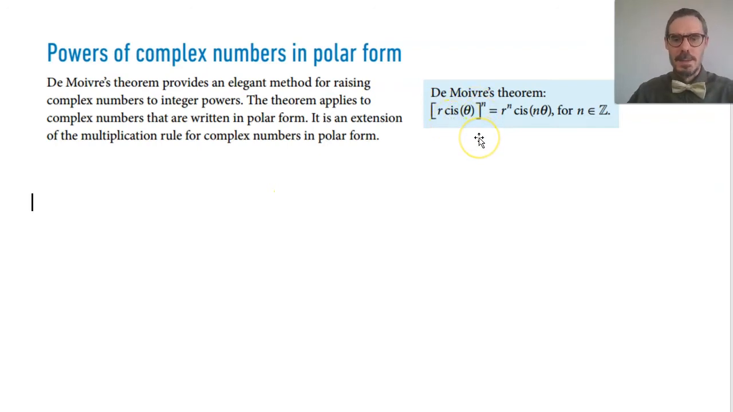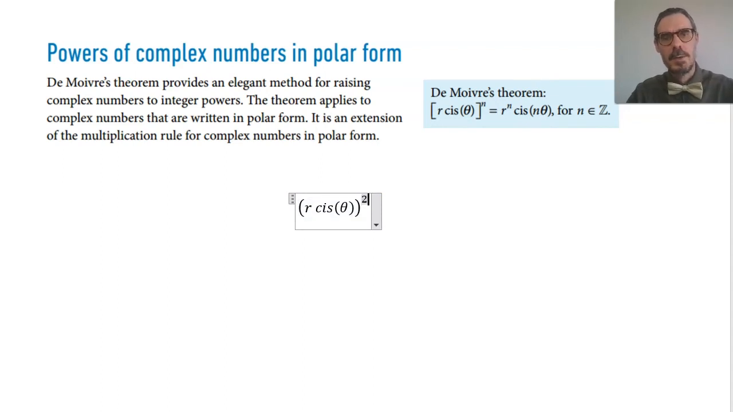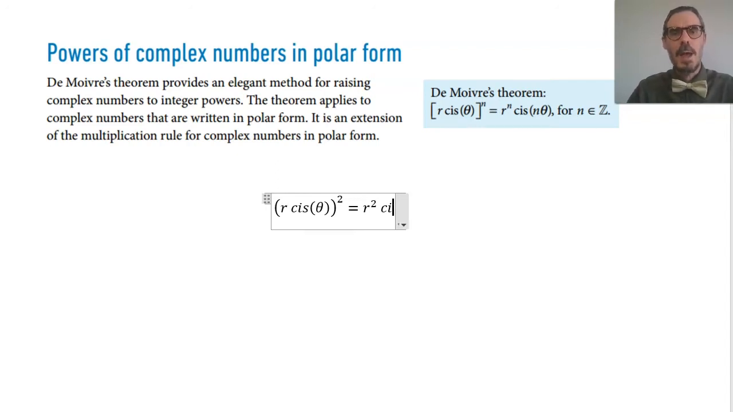Think about what this means. If I have r cis theta, and I want to put all of that to the power of n. Well, let me try first to the power of 2. What does that mean? Well, it means I'm going to multiply r by itself, and I'm going to get the argument and add it to itself, which gives me 2 theta.